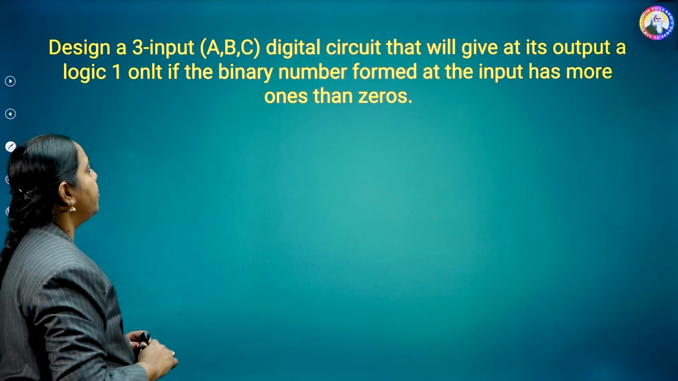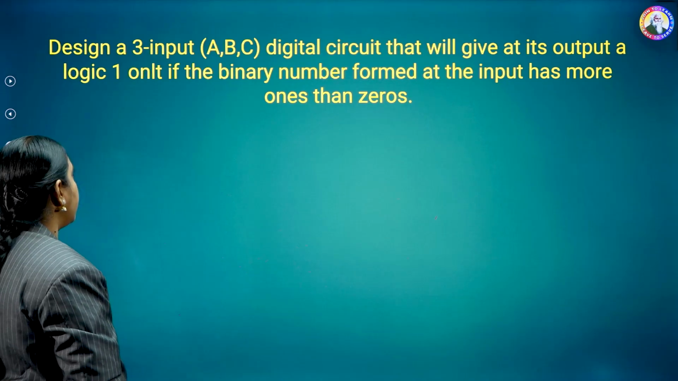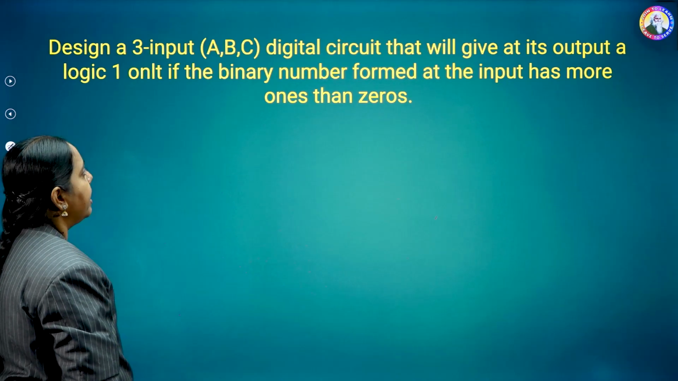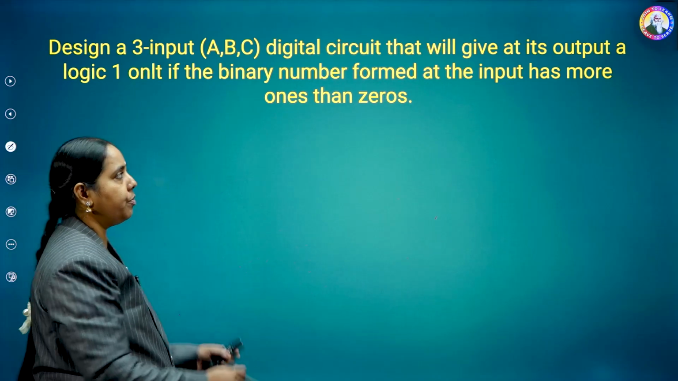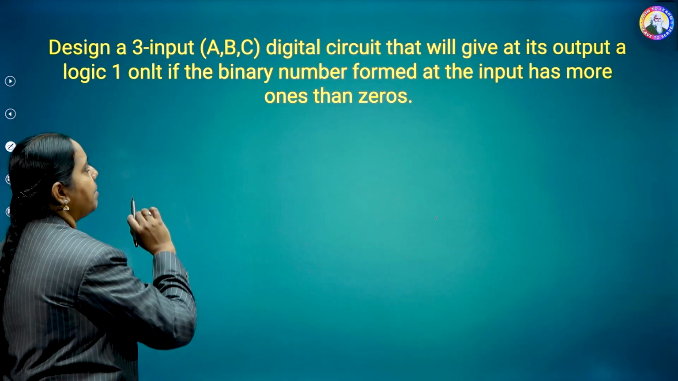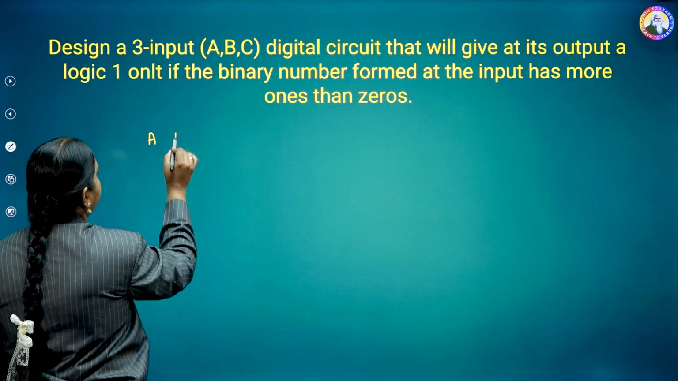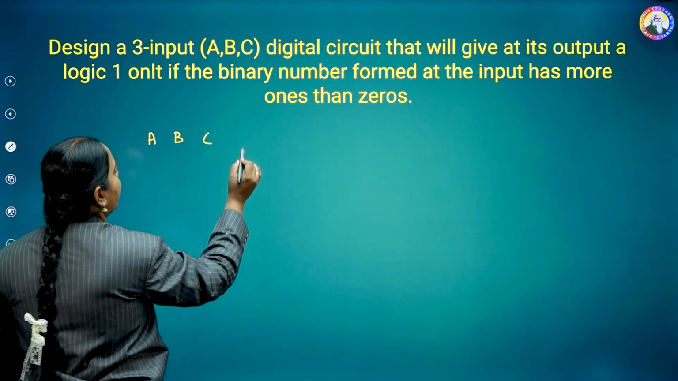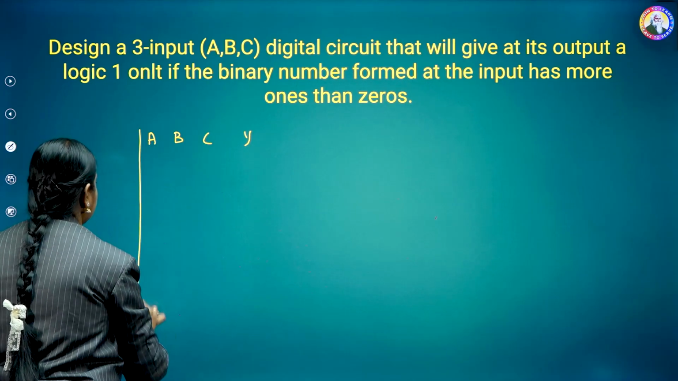Design a 3-input digital circuit that will give at its output a logic 1 only if the binary number formed at the input has more ones than zeros. First of all, I need to frame a truth table for this one. So how many variables am I having? 3 variables, right? So with the 3 variables, I need to frame a truth table. How many outputs am I having? Only one output, that is Y, right?